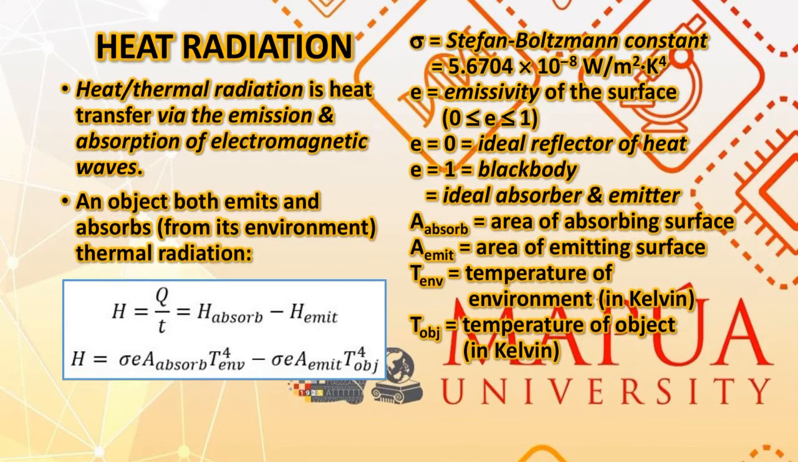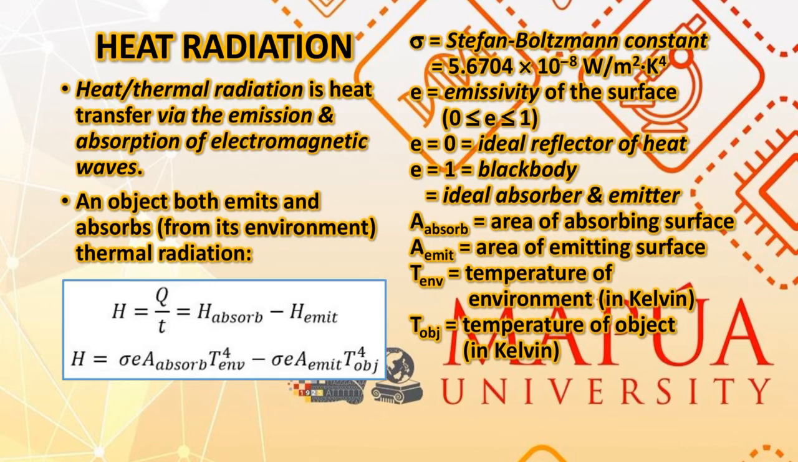And lastly, we have heat radiation. Heat or thermal radiation is heat transfer via the emission and absorption of electromagnetic waves. Electromagnetic waves or light. In particular, we are talking about ultraviolet light, visible light, and infrared light, especially infrared light. An object both emits and absorbs, typically from its environment. An object emits and absorbs thermal radiation.